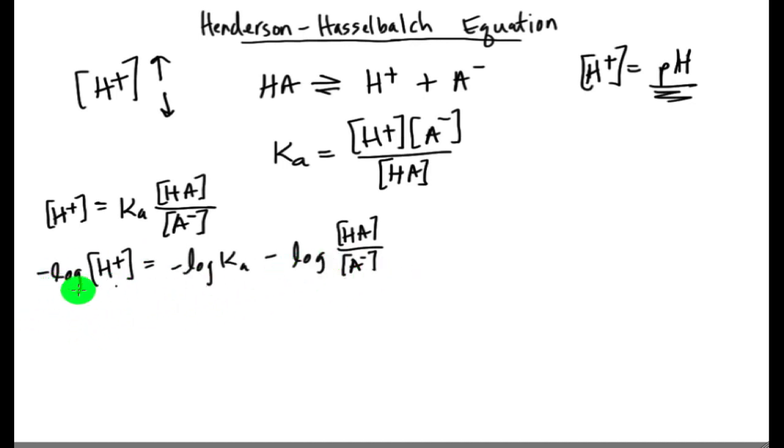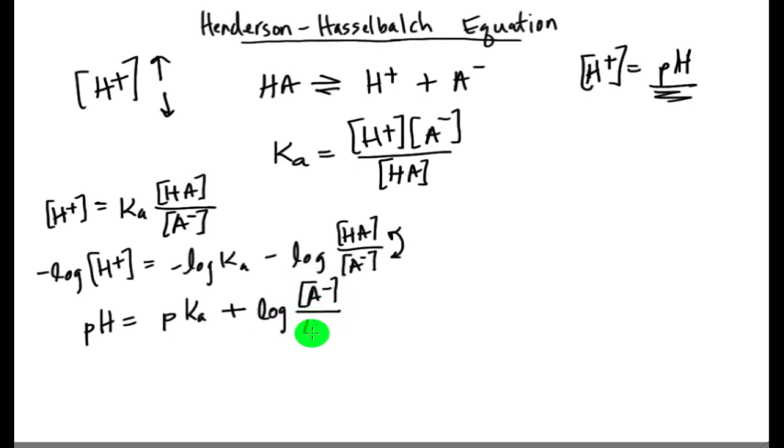Over here, because I'm taking the negative log of the hydrogen concentration, this becomes pH. This is the negative log of Ka, which we would call pKa. And then what I have here is the negative log, but I'm going to make that positive. I'm going to reverse the sign notation. When I do that, I reverse these two. And what that means is it's going to be plus the log of the base over the acid. And this right here, my friends, is what's called the Henderson-Hasselbalch equation.